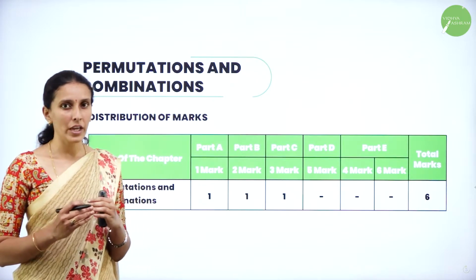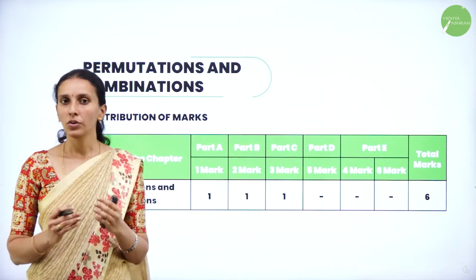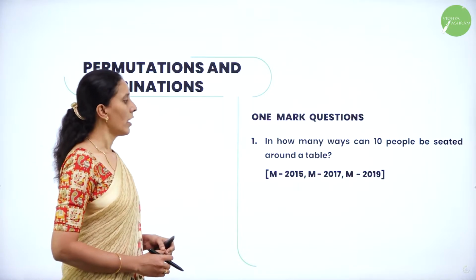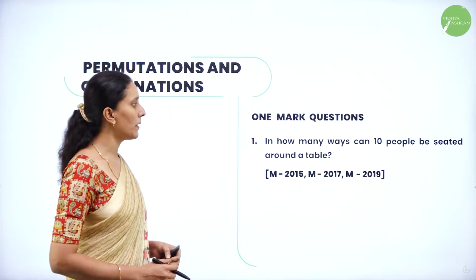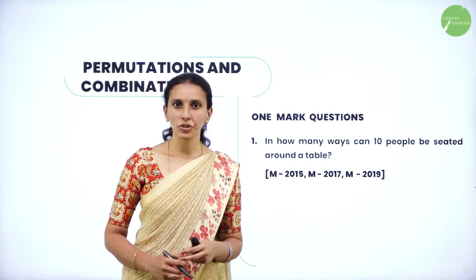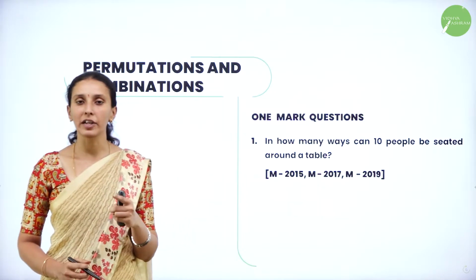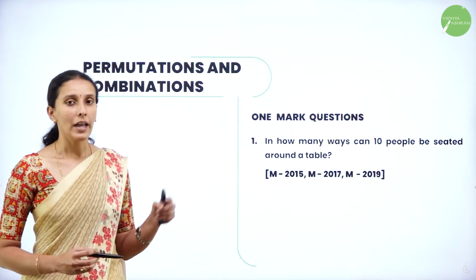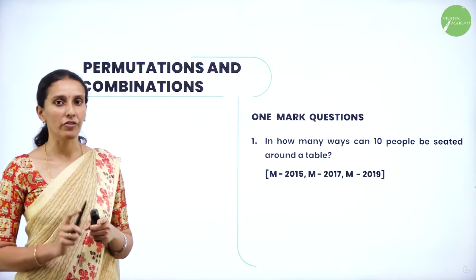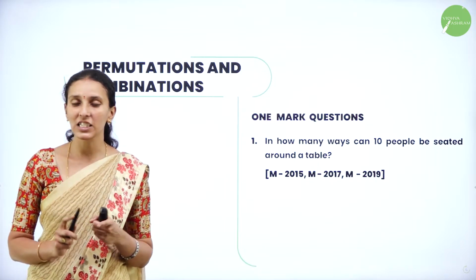So here we have taken previous year questions to solve. Now let's see it. So 1-mark question. In how many ways can 10 people be seated around a table? So we have 2 types of permutation. One is linear permutation, another one is circular permutation. Around a table is nothing but a circular permutation, that is arrangement of any objects, people, certain things, etc.